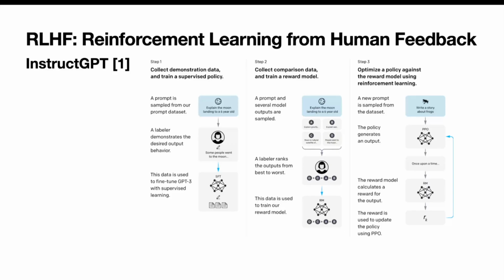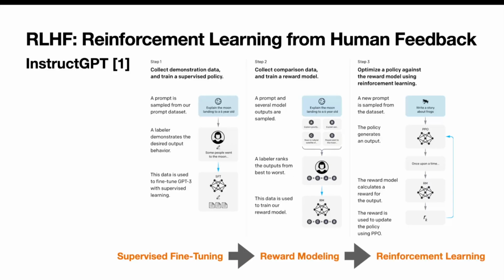The third stage is reinforcement learning. Here, we optimize the policy model against the reward model, so that the model learns to generate answers that receive higher preference scores. So in summary, the RLHF pipeline is supervised fine-tuning, reward modeling, and reinforcement learning. Let's go through these steps one by one.